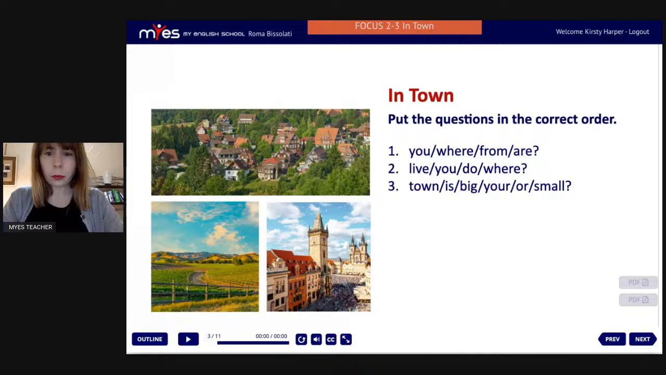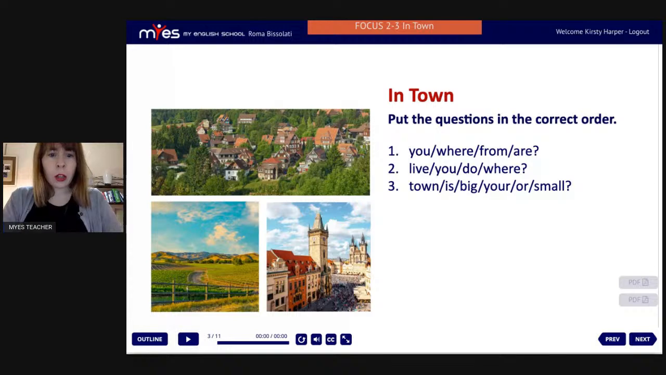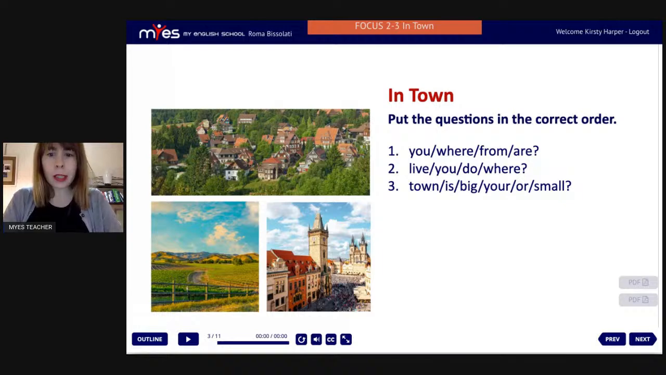Okay, so what I was describing before is how to construct a question. So, the first step we need to do is put the question word first. So, when we ask a question, usually we need to put the question word first. Some of my suggestions were what, why, where, and maybe when. Okay. So when I ask a question with a question word, this creates an open question.